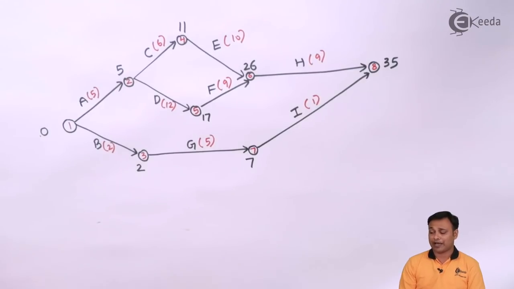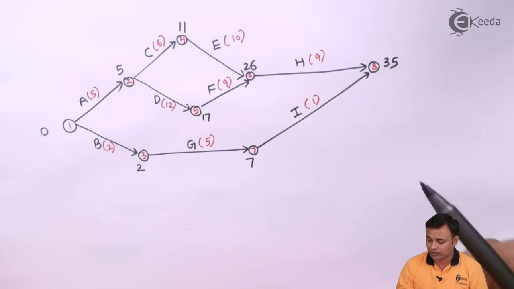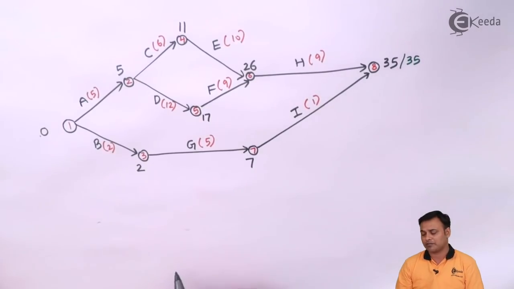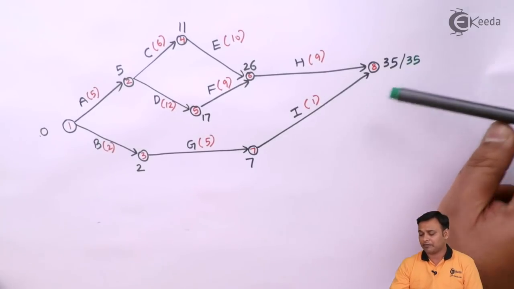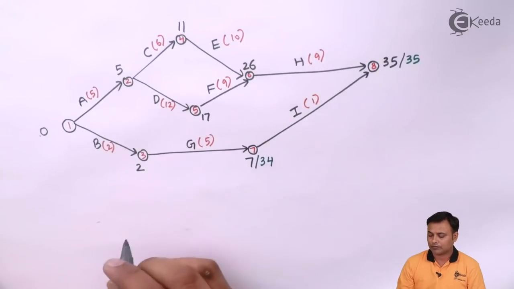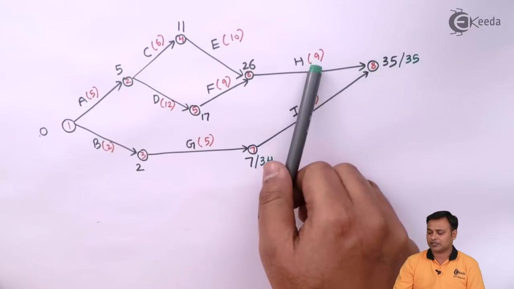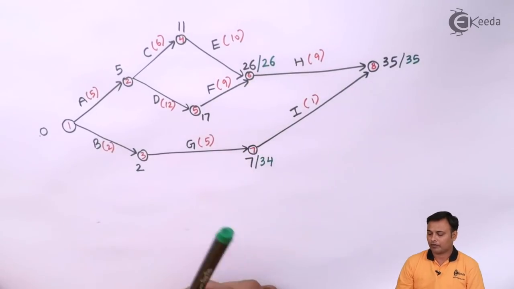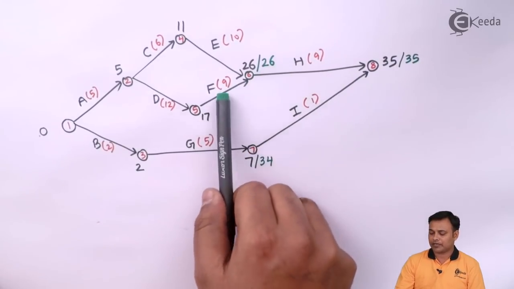The next part is the backward calculations. I will note down a 35 here. You have to write the same number that came in the forward calculations. Now we will go backward. 35 minus 1. 35 minus 9. 26 minus 9.